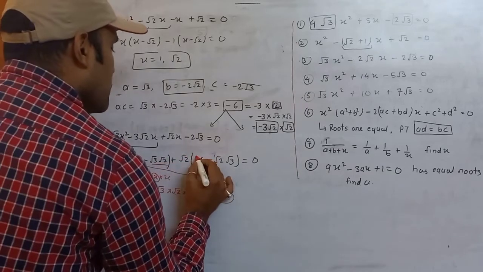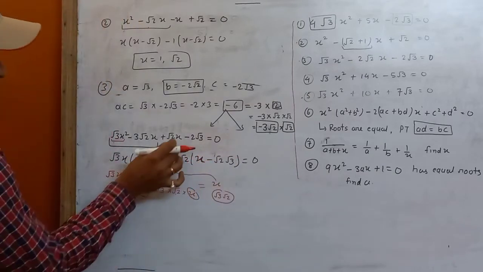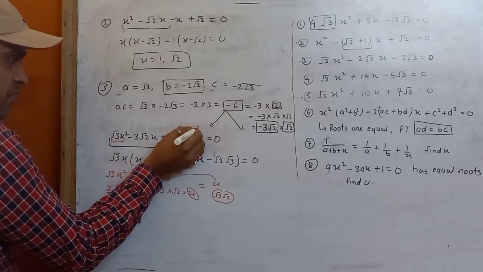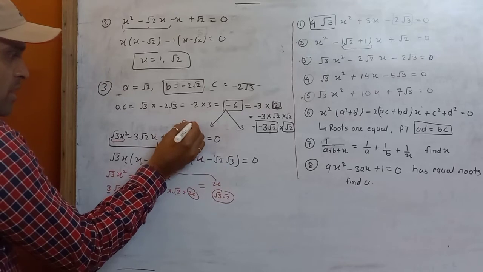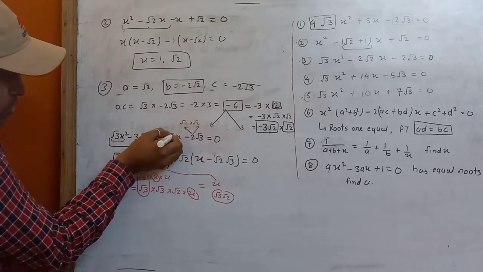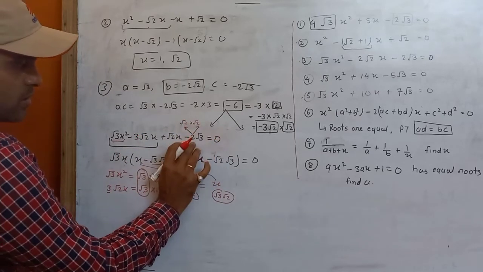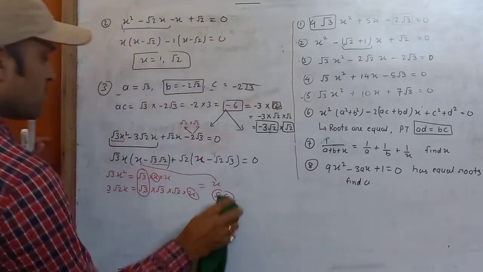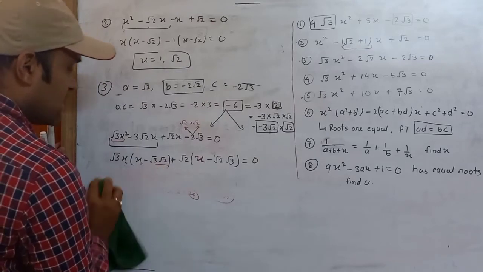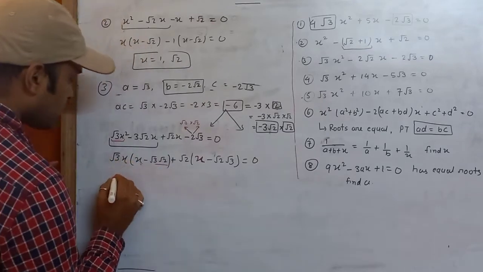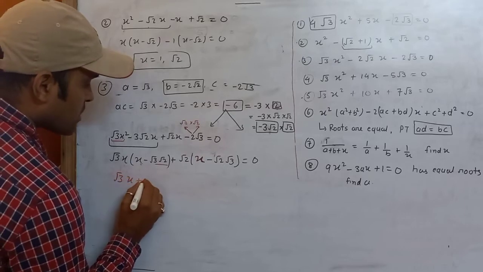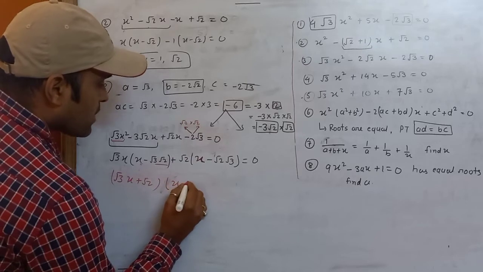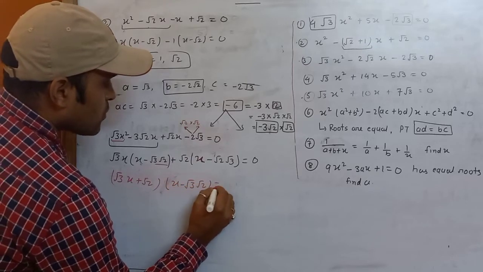Similarly here also, root 2 is taken common because 2 can be written as root 2 multiply root 2. If we take root 2 common, here we have root 2 and root 3. So this is the solution: root 3x plus root 2 and x minus root 3 into root 2 is equal to 0.